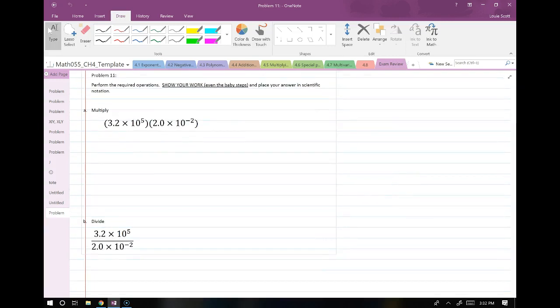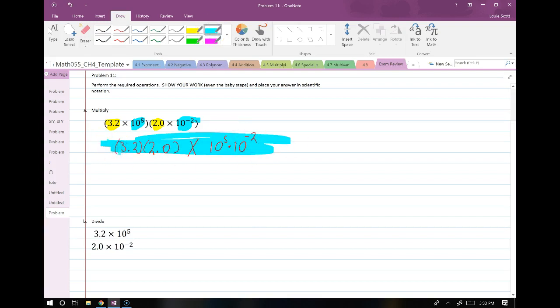So now we are doing some scientific notation. And just remember, you're going to want to make sure you know how to do the middle step on this one. For scientific notation, we multiply the two coefficients together, then we multiply our exponentials together and combine them in the end. So I have 3.2 times 2.0 up here, and then all that multiplied by 10 to the fifth times 10 to the negative 2. This is your intermediate step, or something like it.